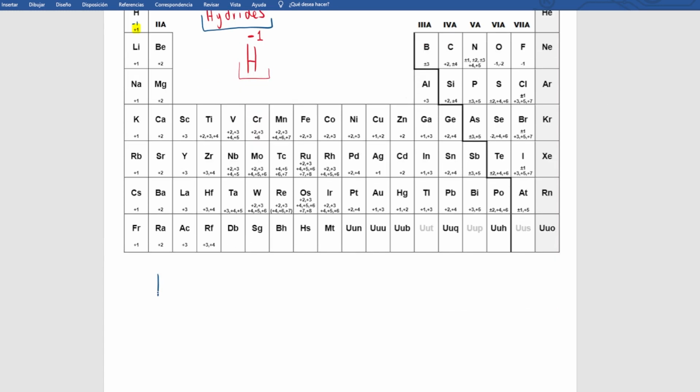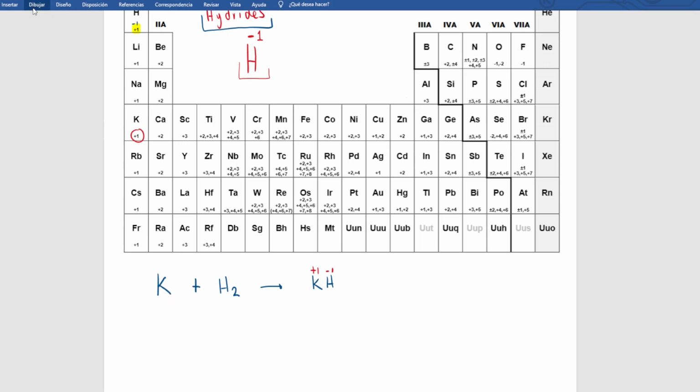Let's say that we have potassium, and this potassium is mixed with hydrogen to produce KH. First thing we have to do, remember, is to balance the charges. So potassium is from group 1 and it has an oxidation state of +1. So +1 here. And hydrogen is a hydride. So remember that the oxidation state is going to be -1. You can see here that the charges are balanced. So this formula is neutral.